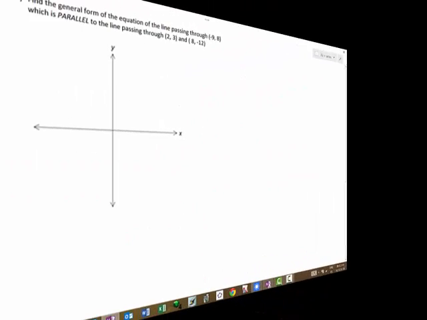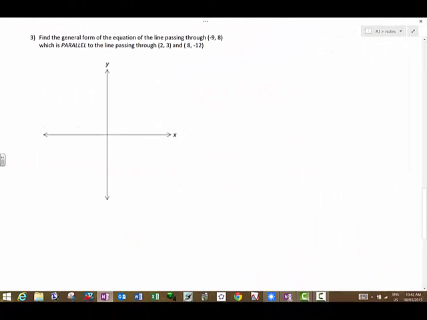the line. In this third equation, this is similar to the ones we did on perpendicular and parallel lines. We have a point that the line must pass through, and we know information about the slope of that line. It needs to be parallel to the line passing through these 2 points. So let's figure this out. Minus 9, 8 is somewhere over here. We have a point over here, and the line needs to pass through there, but it needs to be parallel to the line passing through 2, 3 and 8, negative 12.